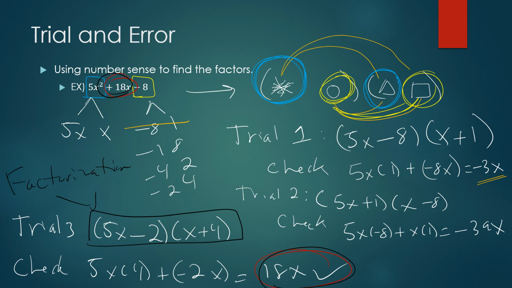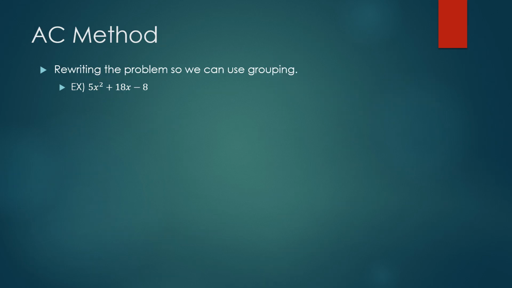Sometimes trial and error can be really fast. Sometimes it can take a little bit of time. The more you practice this, the easier it becomes. However, there's another technique you can use to find the same answer. It's a little more procedural, but you can still find the same answer. This is known as the AC method. The AC method uses a procedure to find the answer.